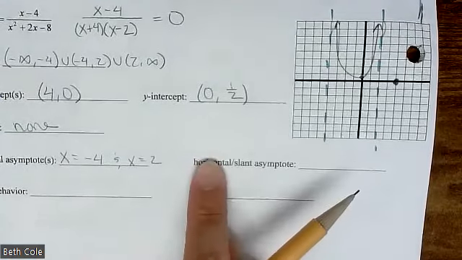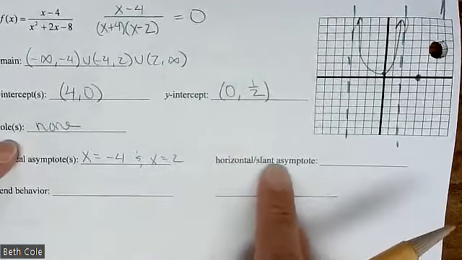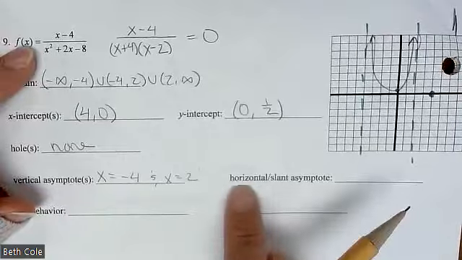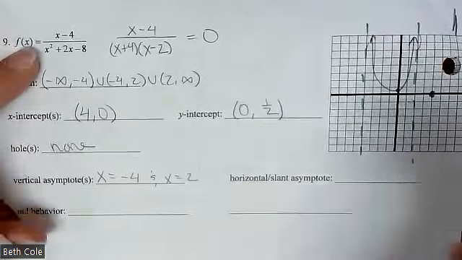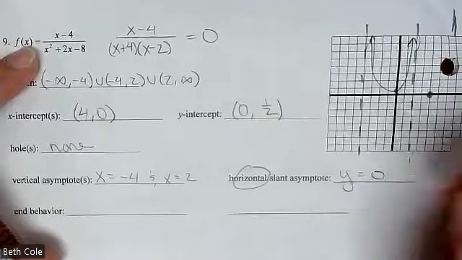Oh, I totally skipped this. I'm sorry. I usually do that next. What is your horizontal or slant asymptote? Which one do we have? Yeah, it's going to be horizontal and it'll be 0.